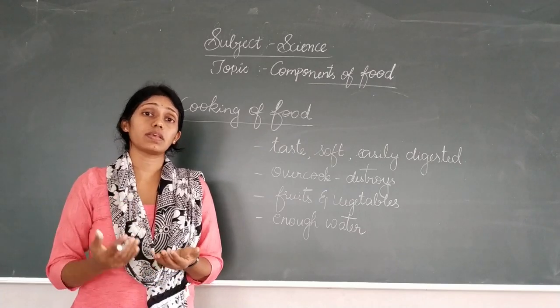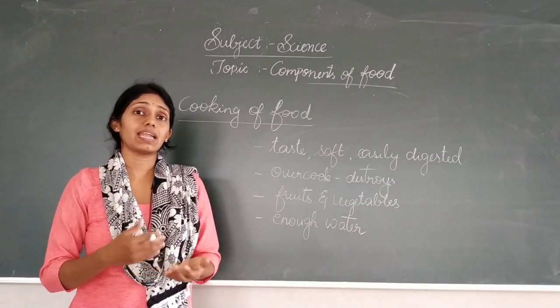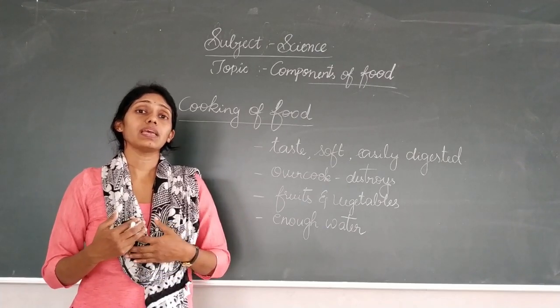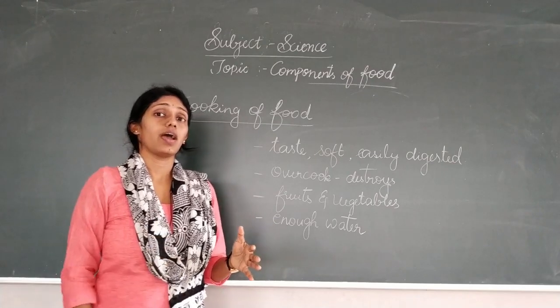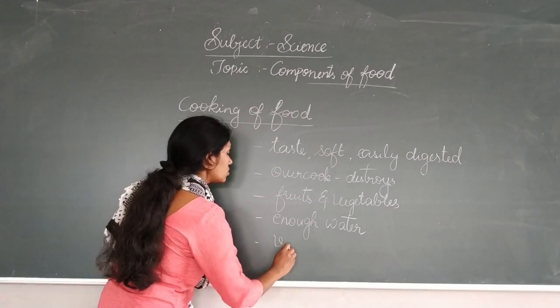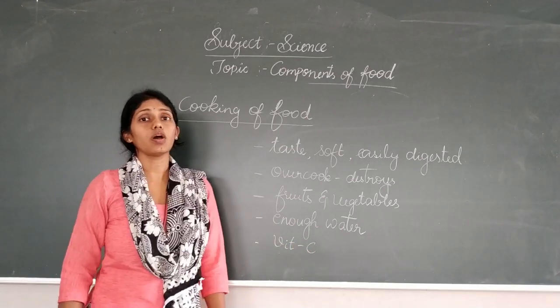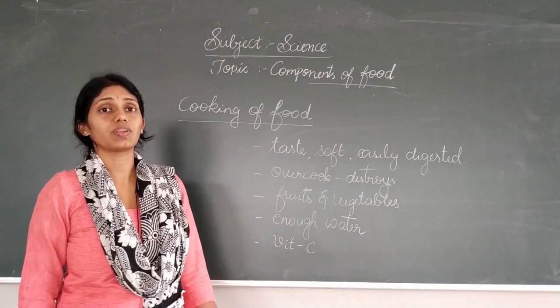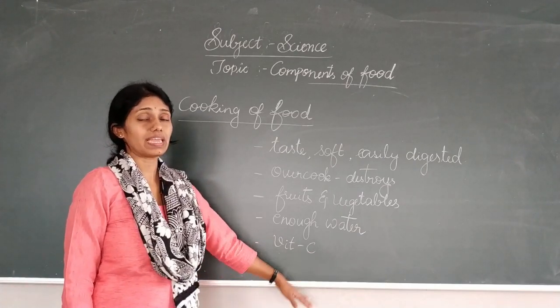And again, the rice and pulses we wash before cooking. Washing again and again also may lose the nutrients present in it. And also the vitamin C. Vitamin C is lost by heating it. So we should eat raw fruits and vegetables which contain vitamin C. Raw fruits and vegetables should be eaten.